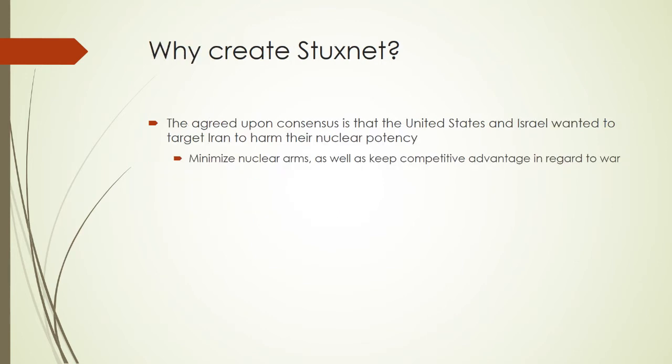As aforementioned in the last slide, there was motive behind creating Stuxnet, because why would you want to make a worm that's so potent and so powerful against a specific system? The agreed upon consensus is that the United States and Israel wanted to target Iran to harm their nuclear potency. They wanted to minimize their nuclear arms as well as keep competitive advantage in regard to war.